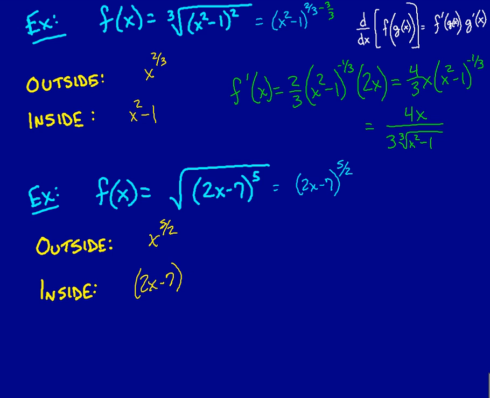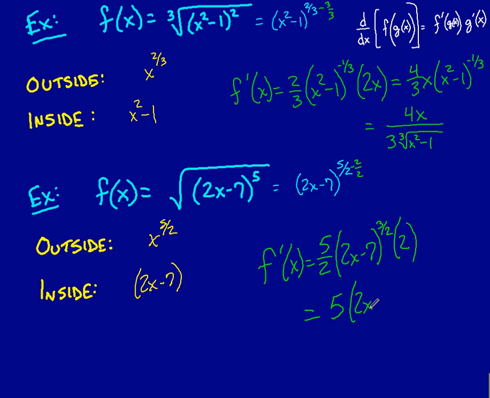So when I do my chain rule, yet again, f prime of x is the derivative of the outside with respect to the inside. So bring my power in front, keep the inside, lower my exponent by 1, which means by 2 over 2, so this is now 3/2, then times derivative of the inside, which is just 2. To simplify that, well, the 2's should just cancel out. One's up top, one's on bottom. So 5 times 2x minus 7 to the 3/2 power. I would keep it just like that.